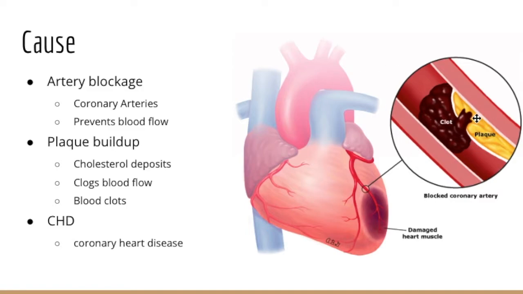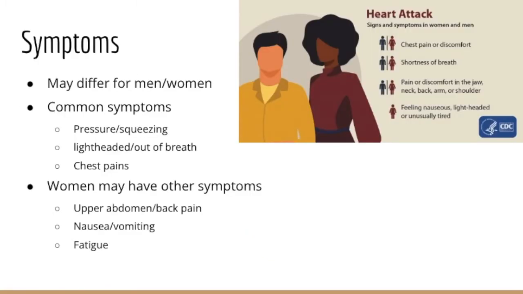On the diagram to the right, you can see a plaque buildup here. As the plaque buildup gets bigger and bigger, it prevents blood from flowing smoothly through this artery. Over time, a blood clot forms, and once that forms, you can see it completely seals up this artery and prevents any blood flow from going through. This whole process I just mentioned has a name. It's called CHD, or coronary heart disease, and it's the leading cause of heart attacks.